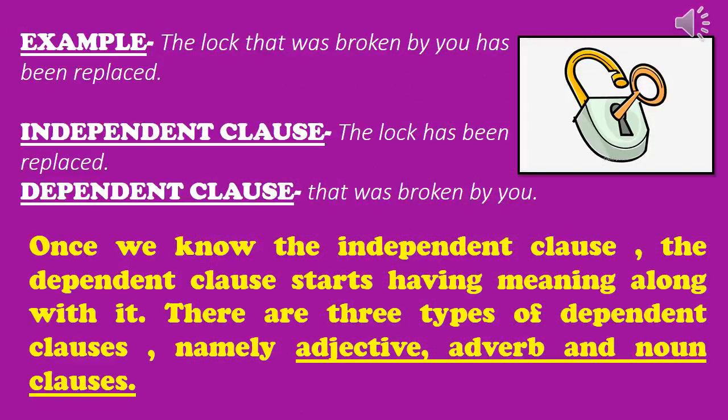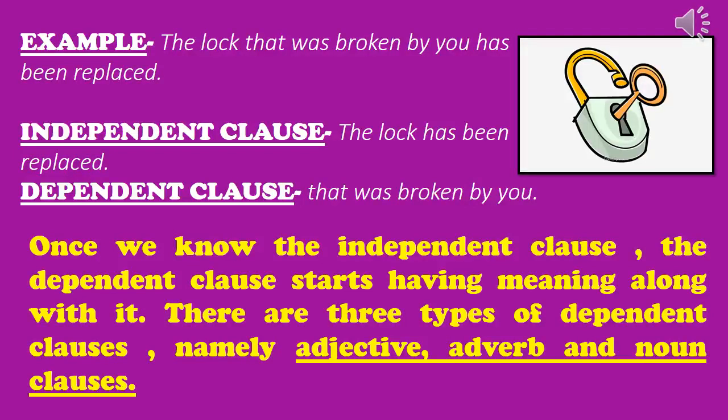Do take a look at the following example. The lock that was broken by you has been replaced. So, in this sentence, there is a subject, there is a verb, and that makes the independent clause. So, the lock has been replaced. That is the independent clause. Now, what is that extra information that is given? That is the dependent clause. It is that was broken by you.